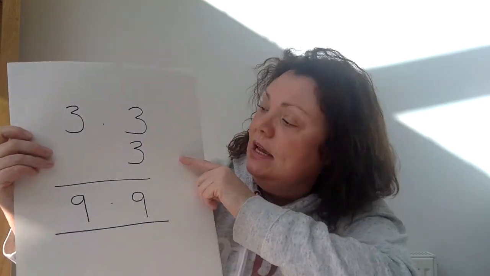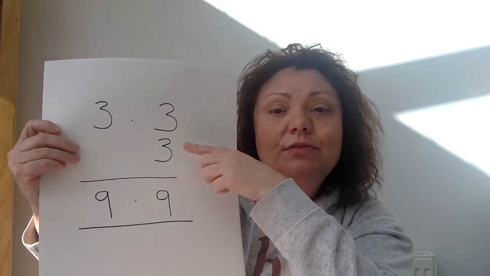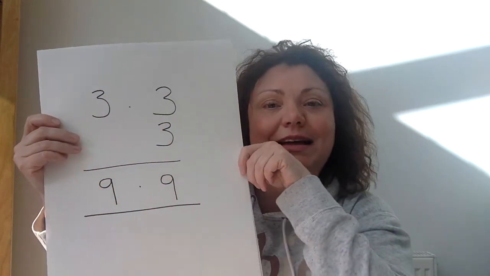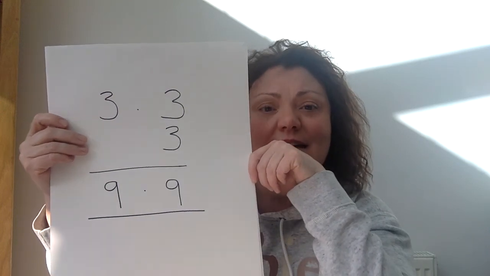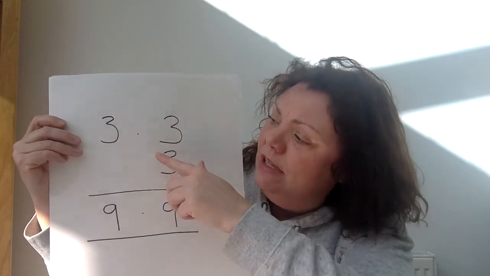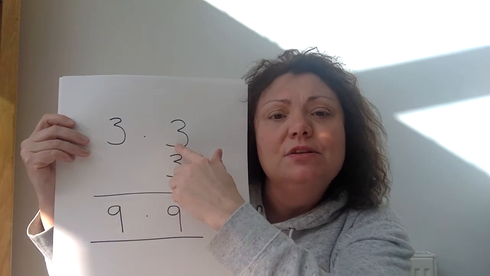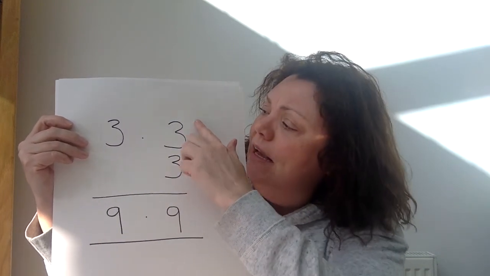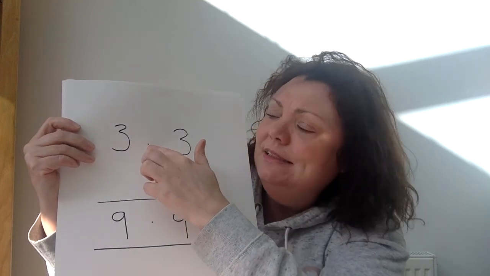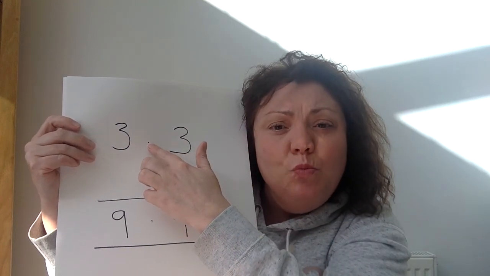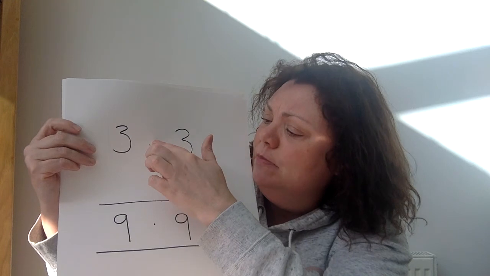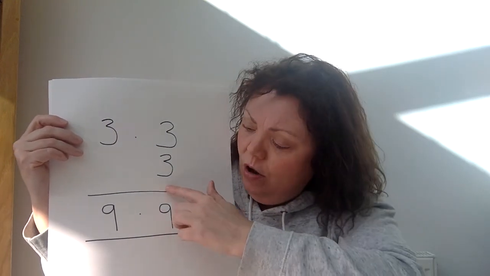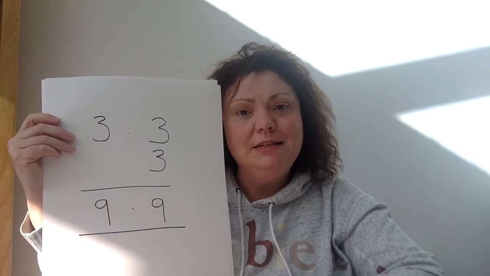So we're going to do 3 multiplied by 3, first of all, is 9. And then 3 multiplied by 3 is 9. Easy peasy, 99. But then what we're going to do is look at the 3.3, and count how many places that decimal point's in, and it's 1, isn't it? There's just 1 decimal place there. So in the answer, we're going to count 1 decimal place and pop it in there.